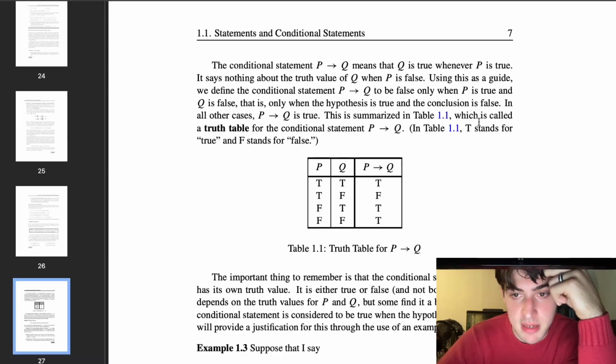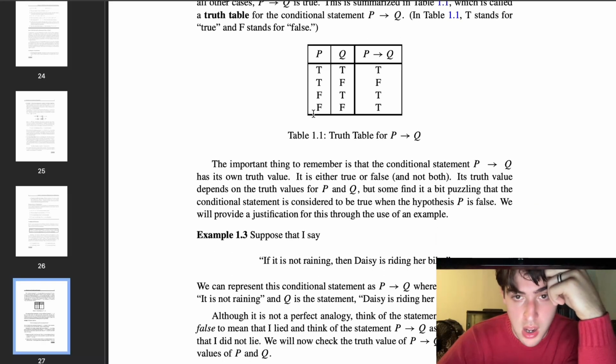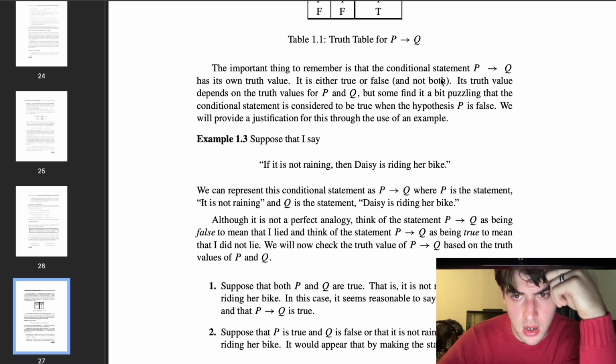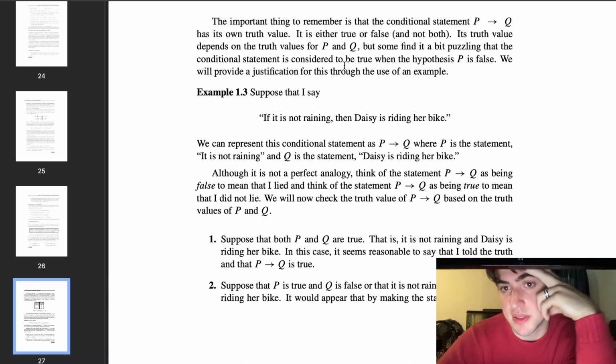This is summarized in table 1.1, which is called a truth table for the conditional statement P arrow Q. In table 1.1, T stands for true and F stands for false. So the only false statement would be P is true and Q is false. That's the only thing that would make the statement false. Table 1.1, blah, blah, blah. The important thing to remember is that the conditional statement P arrow Q has its own truth value.